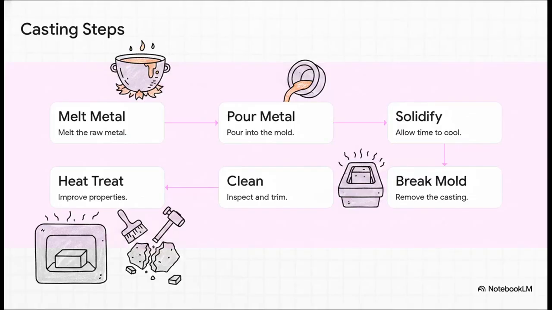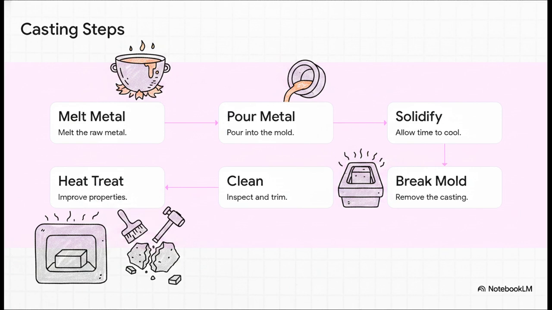Even though the physics are extreme, the actual steps in a foundry are surprisingly straightforward. It's a really satisfying 6-step cycle. Step 1, you melt the raw metal. Step 2, you carefully pour that liquid fire into the mold. Step 3, you wait. You have to allow adequate time for the metal to cool and completely solidify.